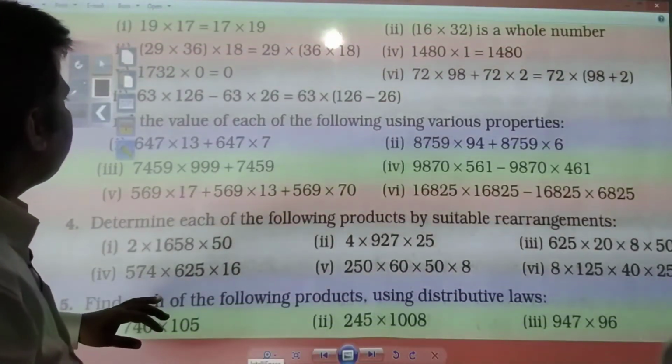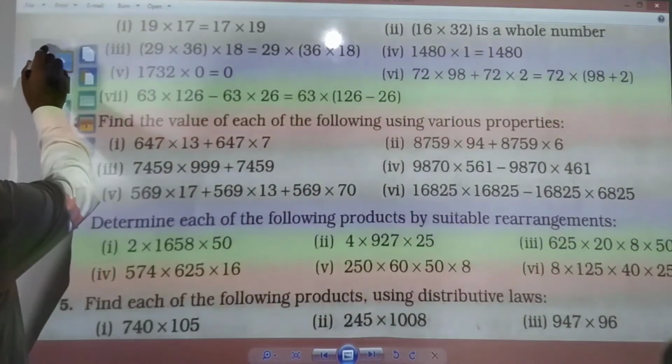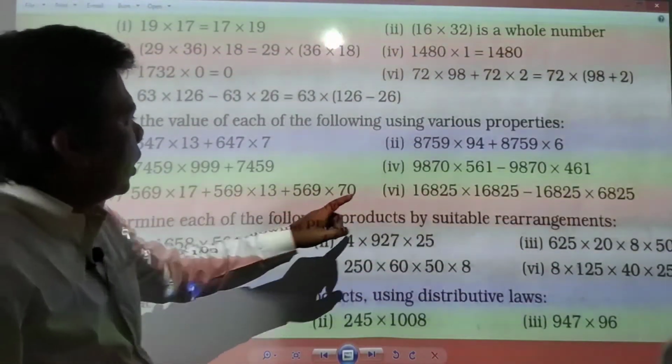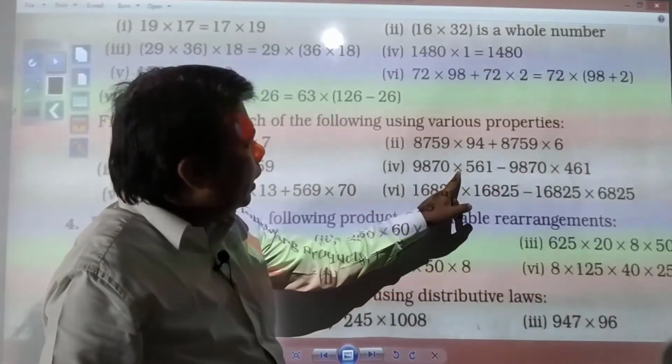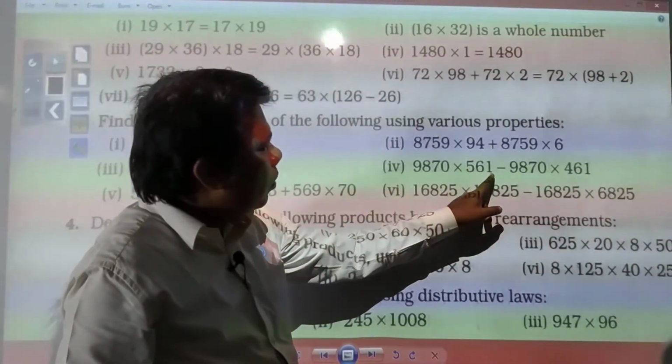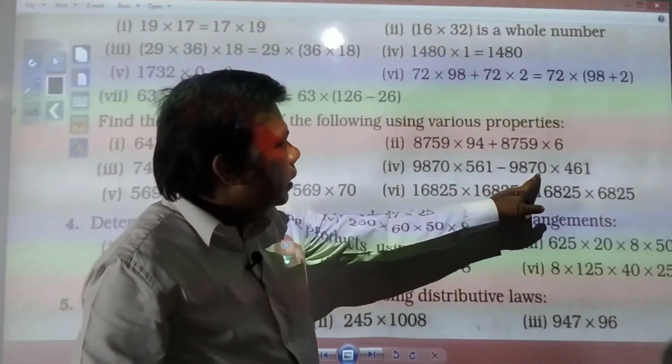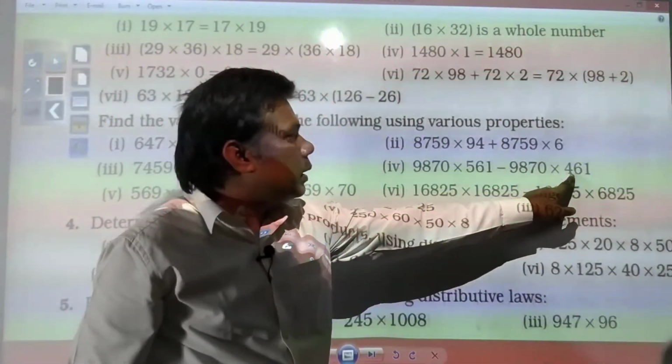Next you see 9870 into 5601 minus 9870 into 461.